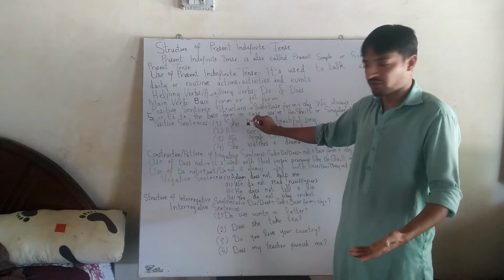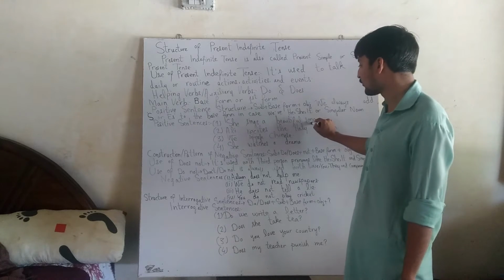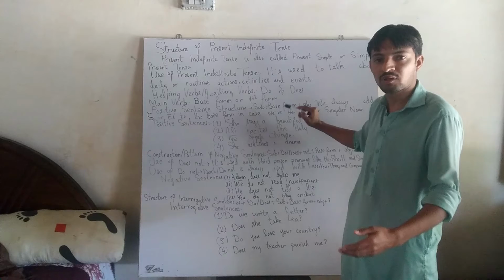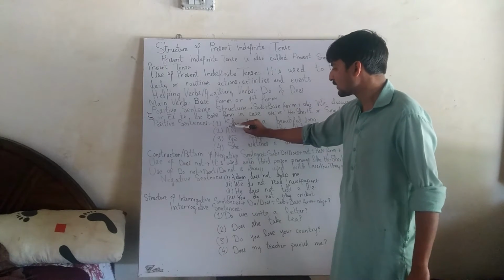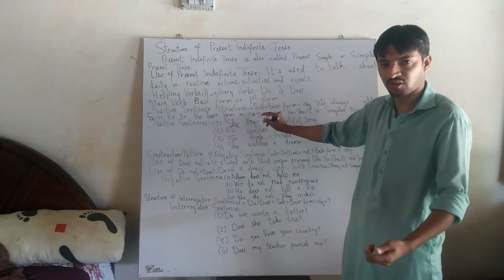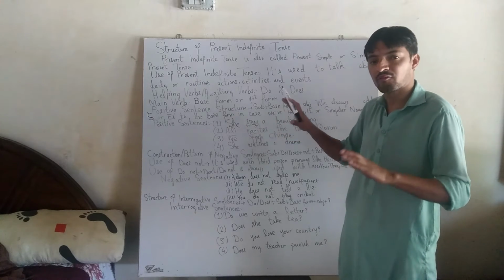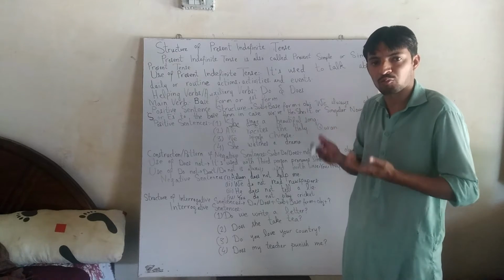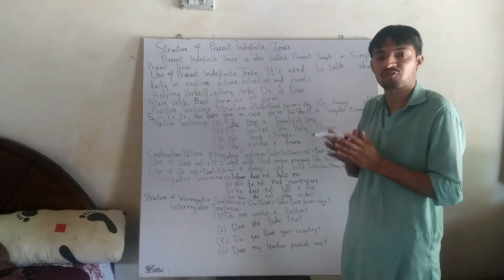Then we have positive sentences. The first example, the first sentence is: she sings a beautiful song. As you see here, we have added s because we have a third person pronoun. It is actually the third person pronoun, she. That is why we need to add s or es to the base form. So it's actually the base form, and we have added s to the base form, right? Because we have she, which is a third person pronoun.